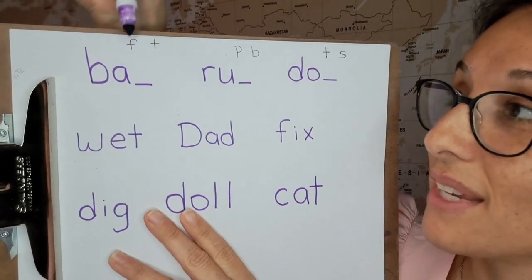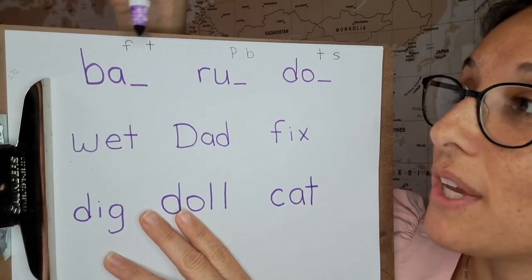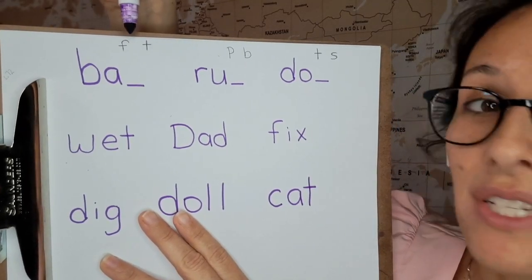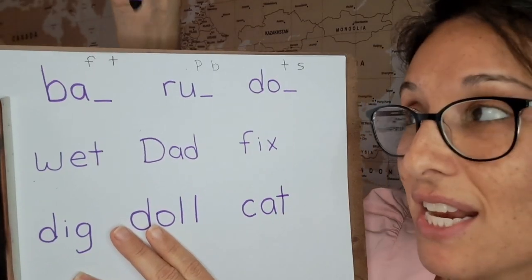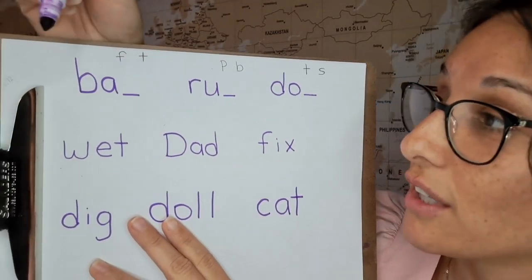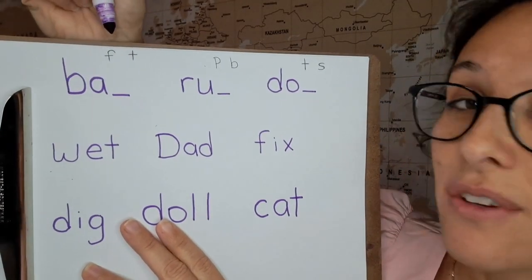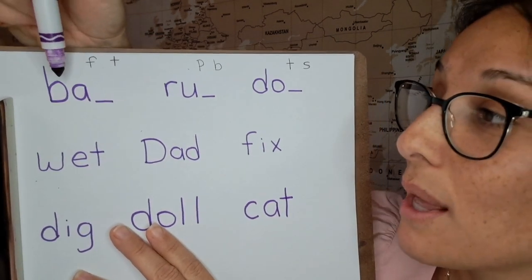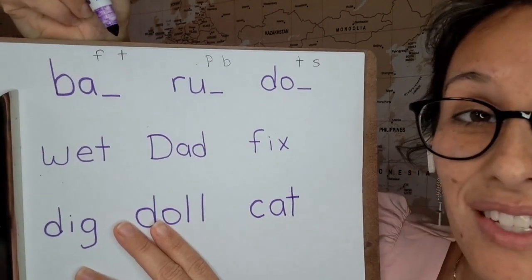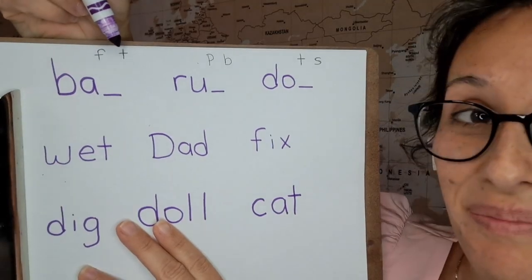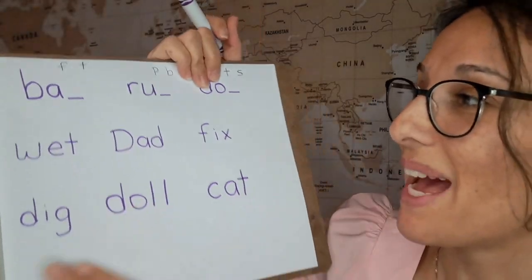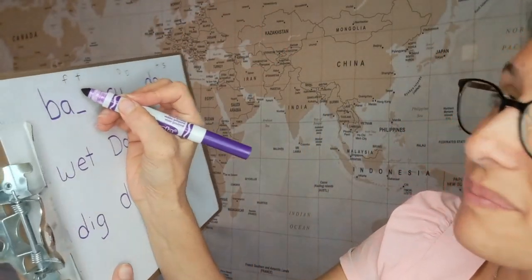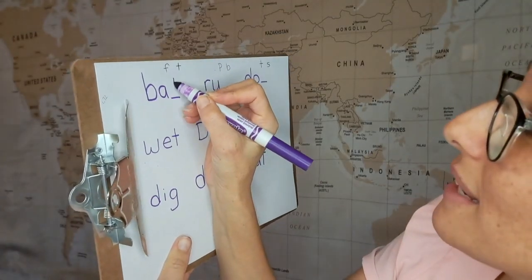Ba. Now, which one of these should we put there? Let's try with the F first, then we'll try saying it with the T next to see which one will work. Ba, bath, or bat, bat. It's bat. I'll put the T right here.